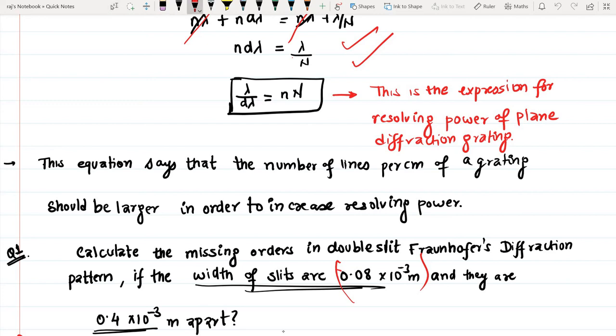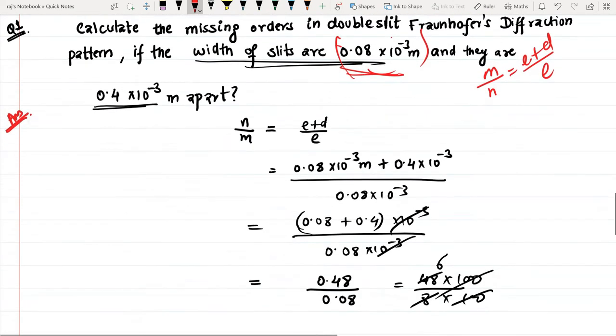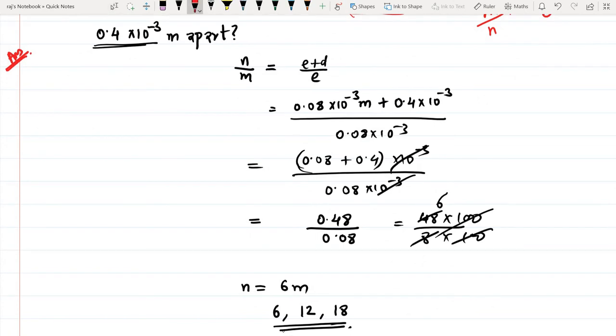As we have already seen for the missing orders in the diffraction pattern, we get m by n is equal to E plus D by E, where E is the slit width and D is the slit separation. So if you substitute the slit width given as 0.08 into 10 power minus 3 and slit separation given as 0.4 into 10 power minus 3 meters, we will get n is equal to 6m. So m can take the values of 1, 2 and 3. Okay, so the missing orders are: the 6th order maximum will be missing, the 12th order maximum will be missing, and the 18th order maxima will be missing.